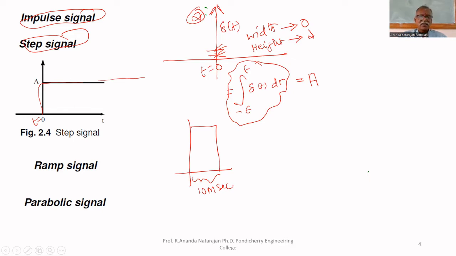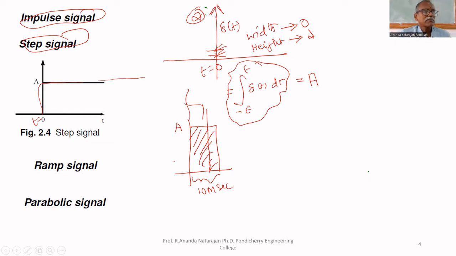Say the height is A and its width tends to 0. If the width tends to 0, the magnitude will go to infinity. That is the meaning. If the width tends to 0, the magnitude goes to infinity because this is a fixed area. If you go on decreasing the width, the height will go on increasing. If the width goes to 0, definitely the height will go to infinity.